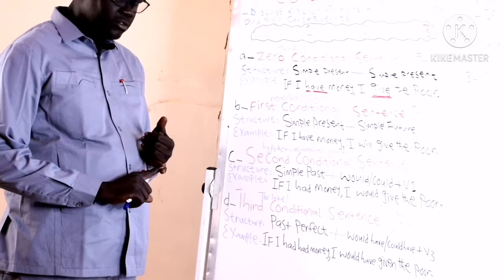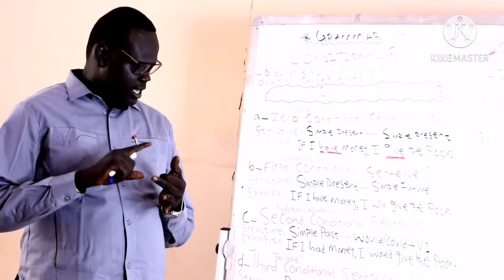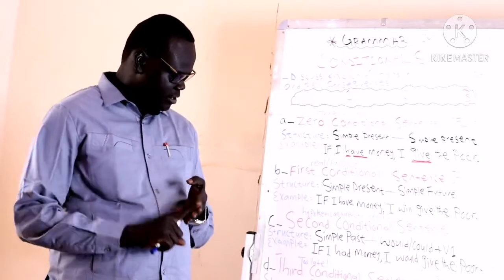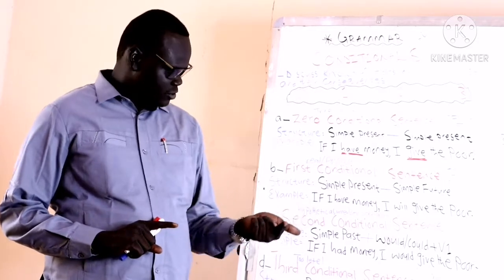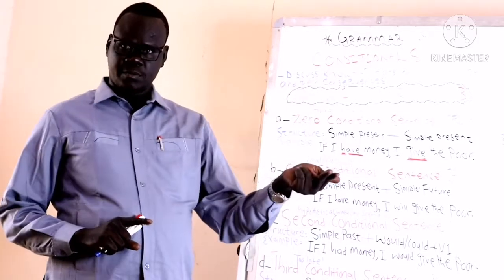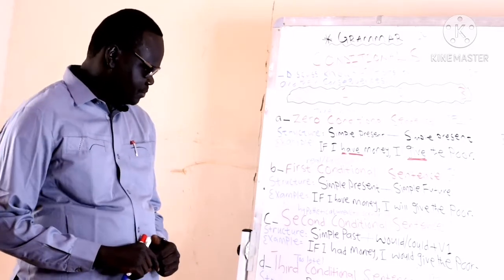Because when you say I go, this is simple present. When you say I am going, this is present continuous. I have gone is present perfect. I have been going is present perfect continuous. I went is simple past. I was going is past continuous. I had gone is past perfect, and so on and so forth. So this is what we call past perfect.